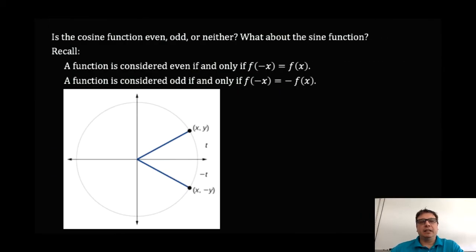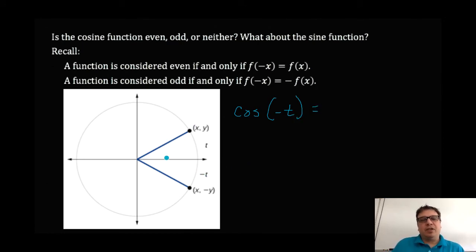All right, next, let's talk about even, odd, or neither. So we'll talk about cosine first. Remember that a function is even if I substitute negative x in and I get the exact same thing as what f of x would be. And then it's considered odd if I substitute a negative x into the function and I get the opposite of the original function. So let's talk about cosine. So if I take cosine, in this case I'm going to take negative t.